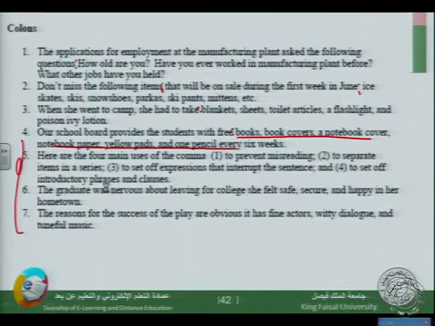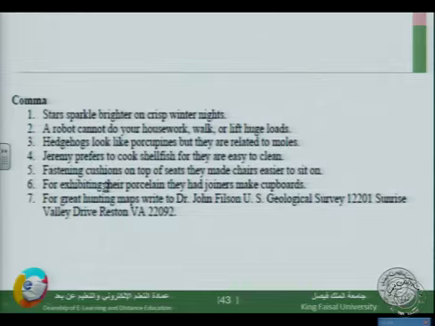Please do this by yourself. Also here the commas: stars sparkle brighter on crisp winter nights. A robot cannot do your homework, walk, or lift a huge load. This one is correct, this sentence is correct. Notice there were 3 things mentioned: homework, walk, or lift. So this sentence is correct; there is no need to use the commas.